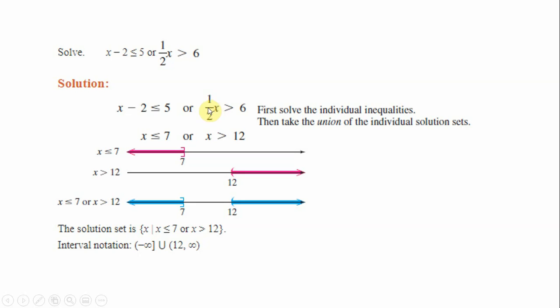For this side, I'm going to multiply both sides by 2. That gives me x greater than 12, and here's that graph on the number line. Now, either one of these would work, so it's basically either this one or that one, and I just join the two of them on the number line. So now I get the solution set of all x such that x is less than or equal to 7, or x bigger than 12, and this is the interval notation. This should be negative infinity up to 7, with the 7 included, and then union, that's the big U, 12 to infinity.